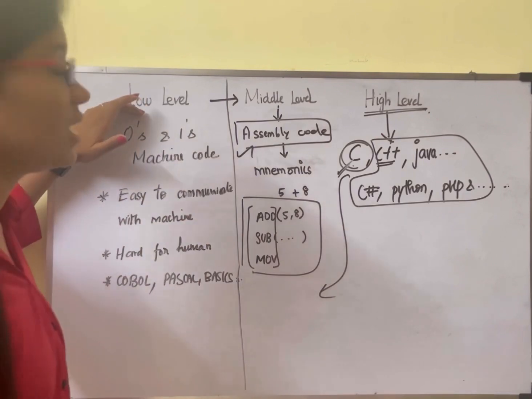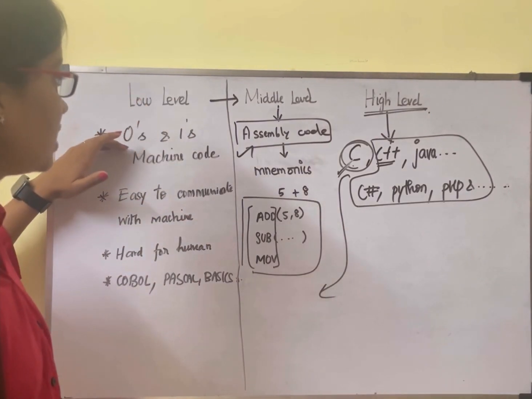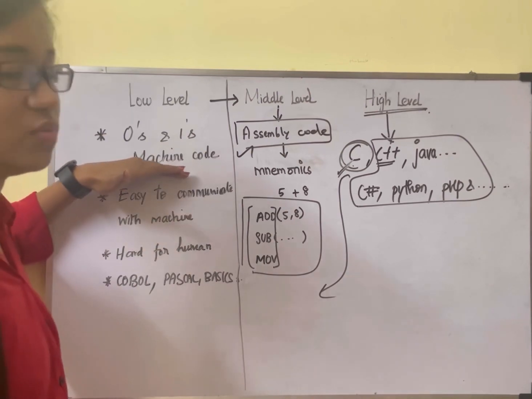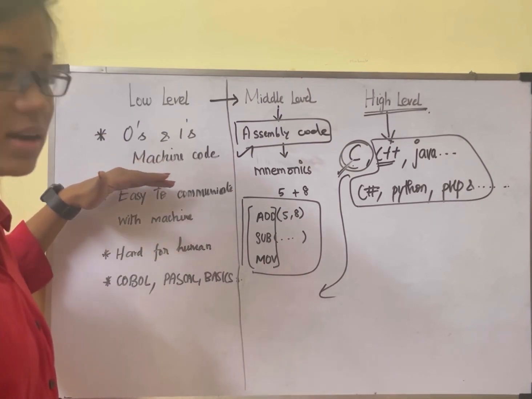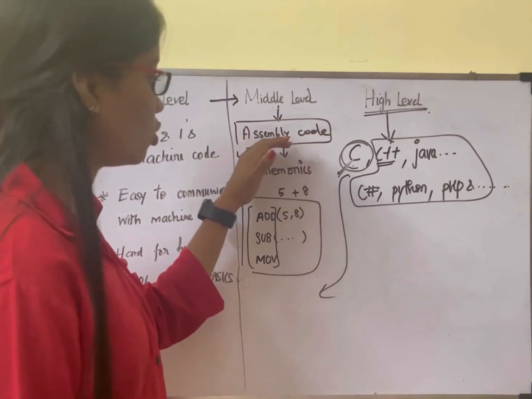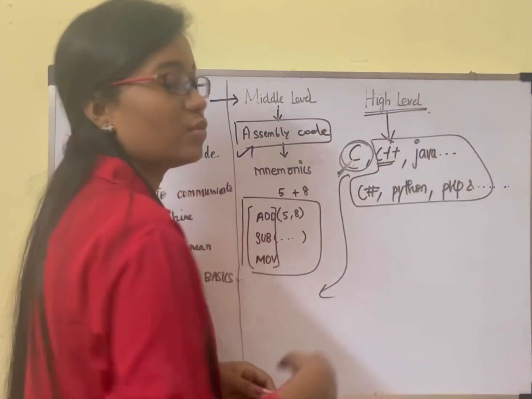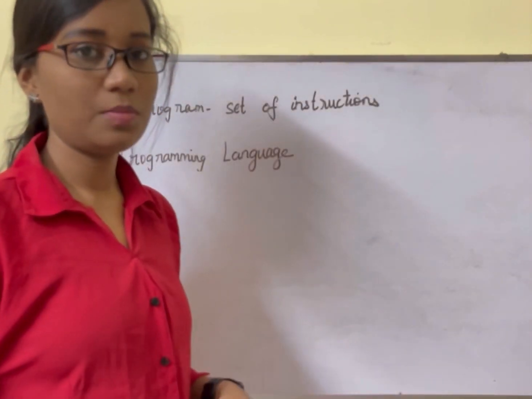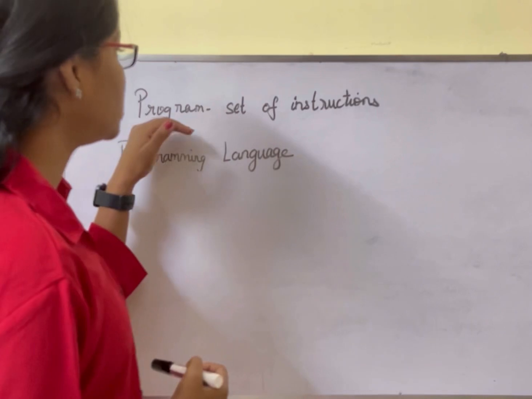The thing is, low level programming languages are those which contain zeros and ones, that are binary digits, which is known as machine code, which is very easy for CPU to understand. And middle level programming languages are those which contain assembly code, and high level programming languages are very close to human language.